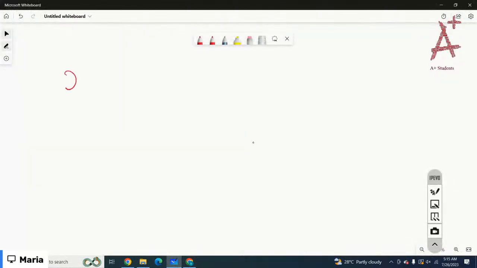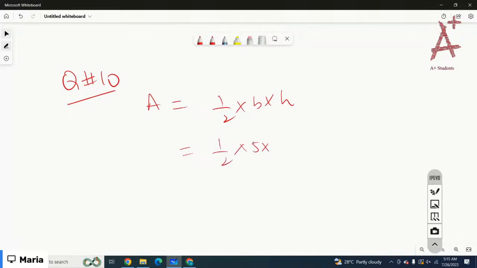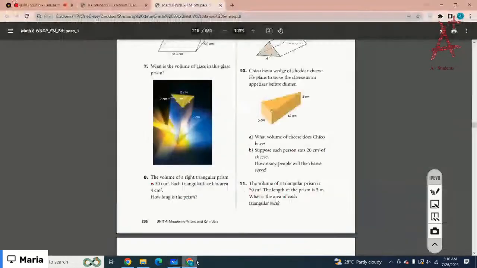Okay, question number 10. Have to calculate area, that would be half times base times height. It is half times 5 times 4. 5 times 4 is 20. 20 divided by 2 is 10. Then volume is 10 times 12. That would be 120 centimeter cube. Okay, the B part is if each person can eat 20 centimeter cube of cheese. So 120 divided by 20 is 6. That means 6 people can eat the piece of cheese. Got it?